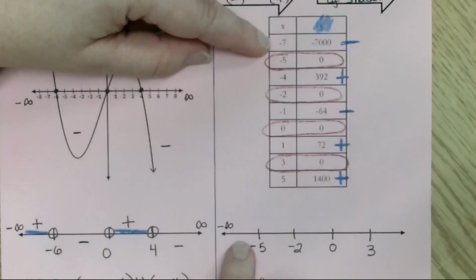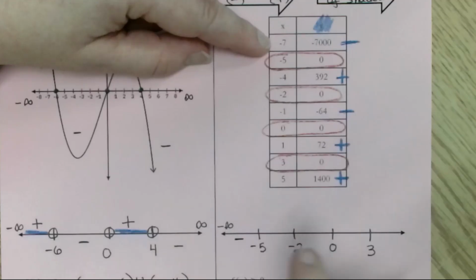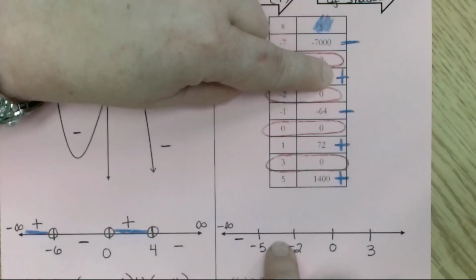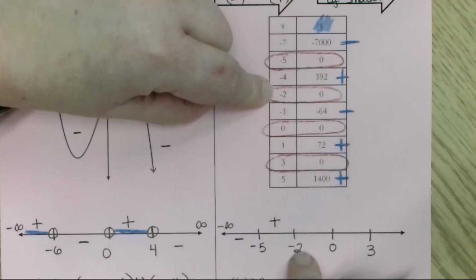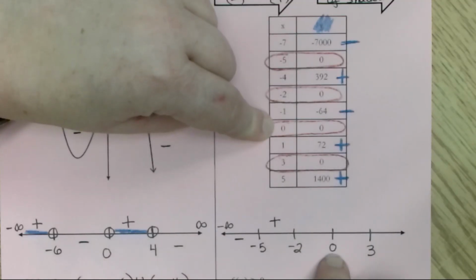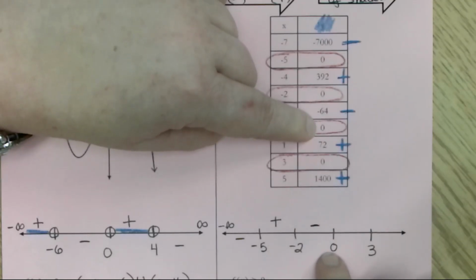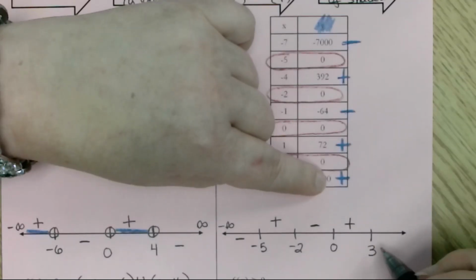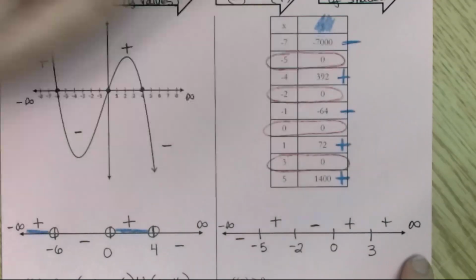So -7, that x value would be right over here on the left side because it's going to negative infinity on the left. So my negative sign is over here on the left. Then between -5 and -2, we put a plus sign. Between -2 and 0, we put another negative sign. And then between 0 and 3, we have a plus. And then after 3, we have another plus, and that's going to positive infinity.